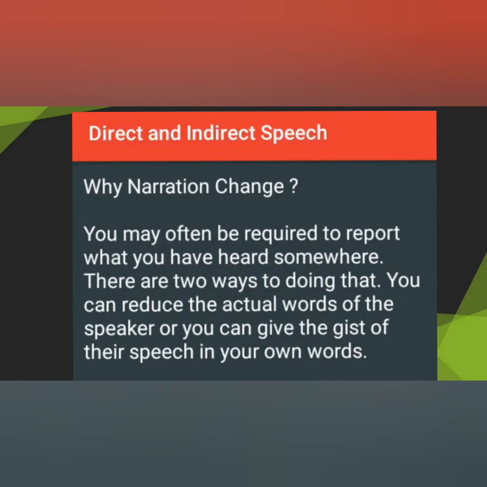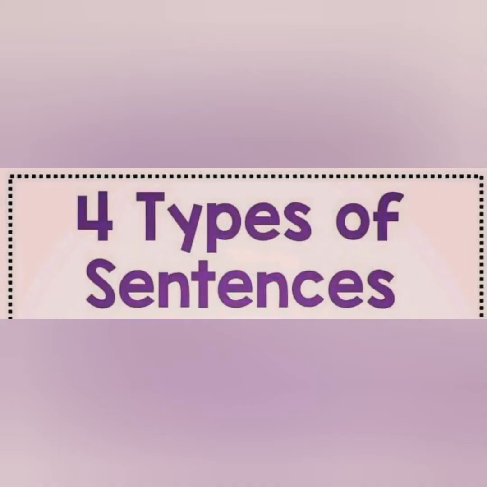Why narration change? You may often be required to report what you have heard somewhere. There are two ways of doing that. You can reproduce the actual words of the speaker, or you can give the gist of their speech in your own words. Those narrations can be of declarative type, exclamatory type, and other types.